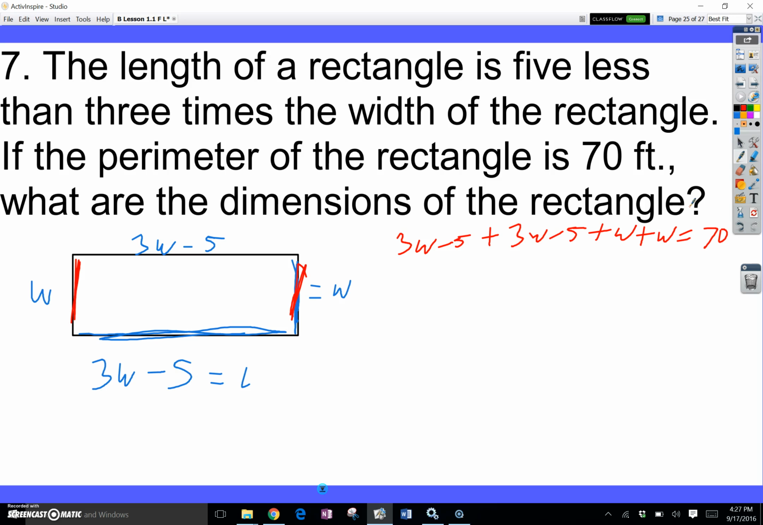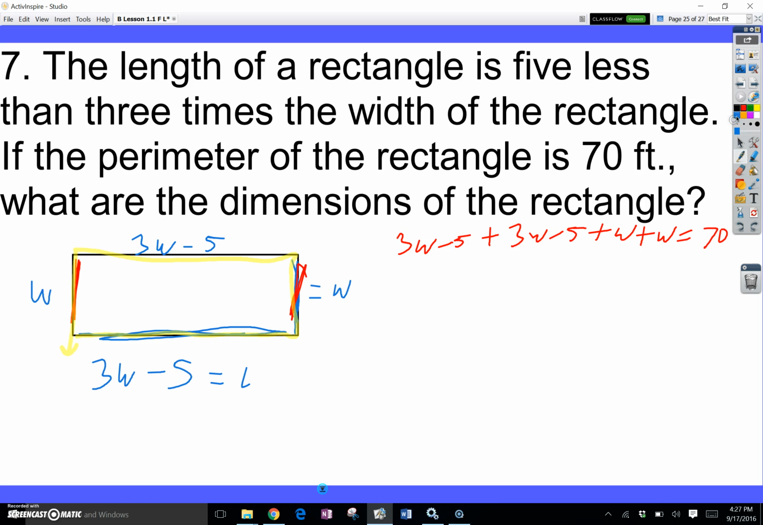So let's take a step back really quickly. The perimeter is always the distance around the outside of a shape. So for instance, this right here, if I added the length, the width, the length again, and the width, that is my perimeter. So if I added up all those values, I would get up to 70.